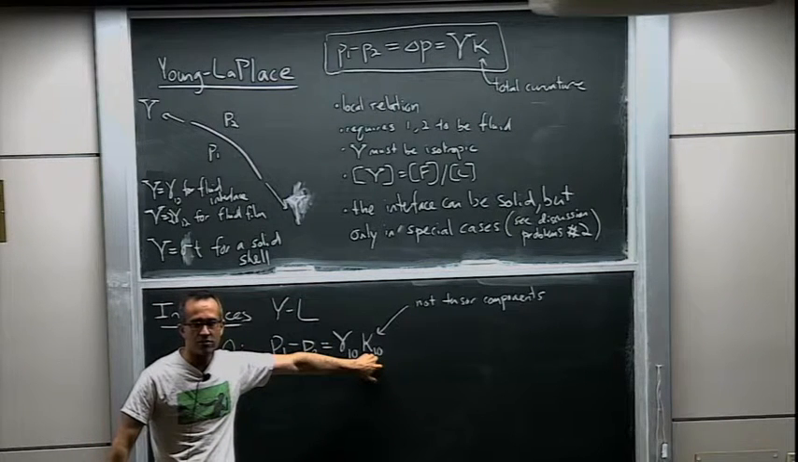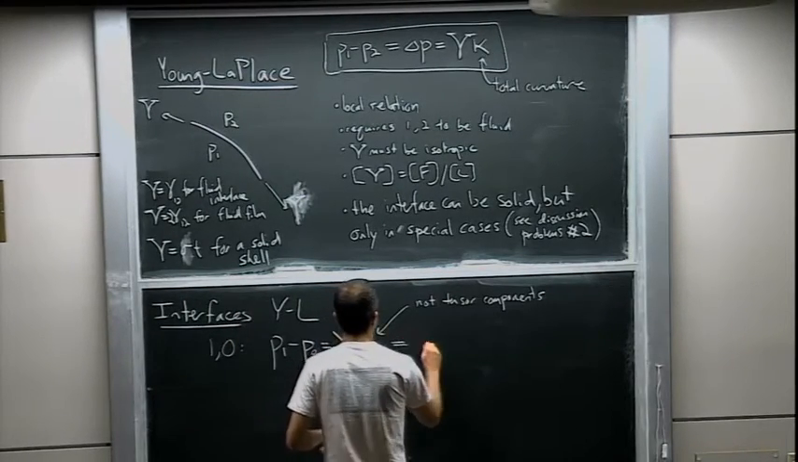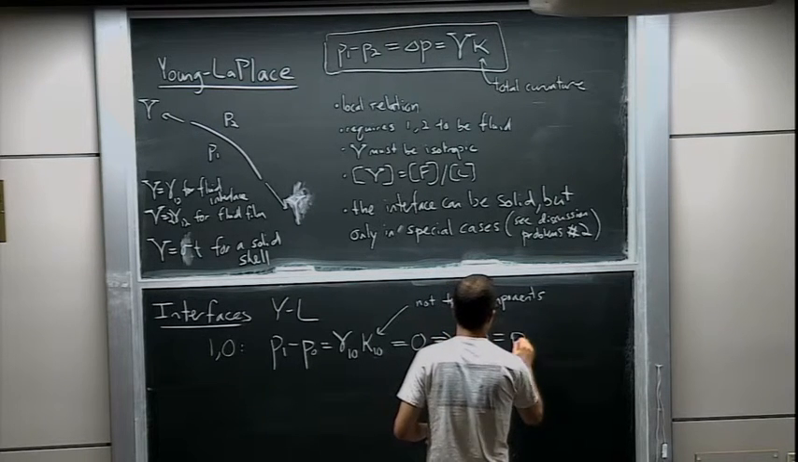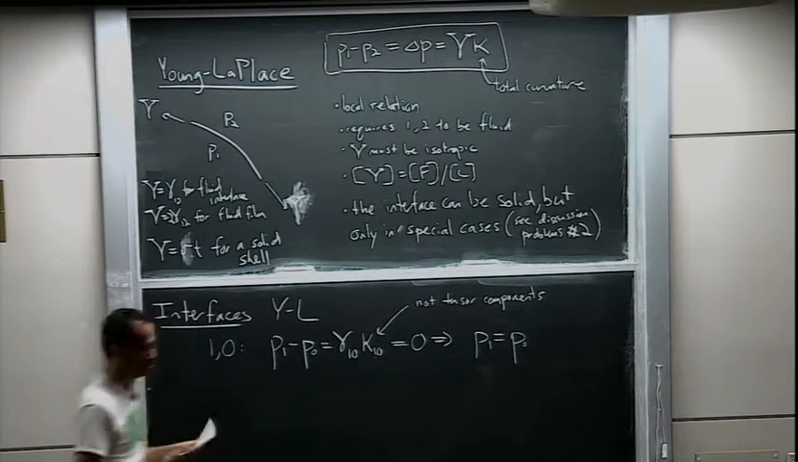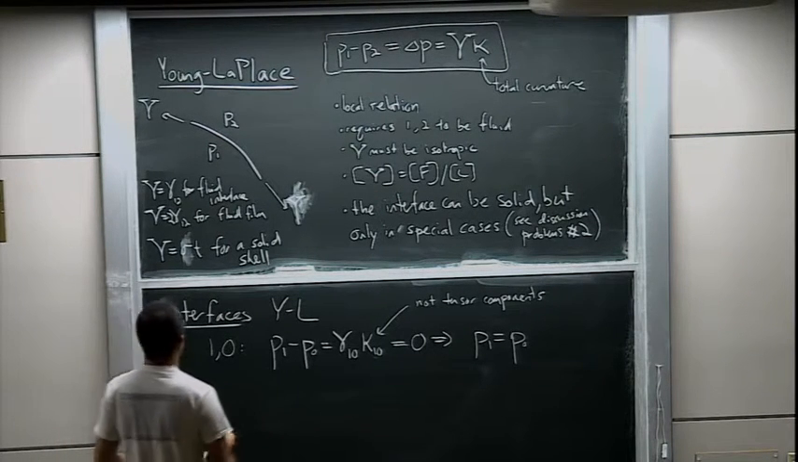What's the curvature of the 1,0 interface? 0, right? It's flat. So that tells us it equals 0, which means the pressure inside the puddle is the same as the pressure outside. We've learned one thing so far. All right, so that was 1,0.